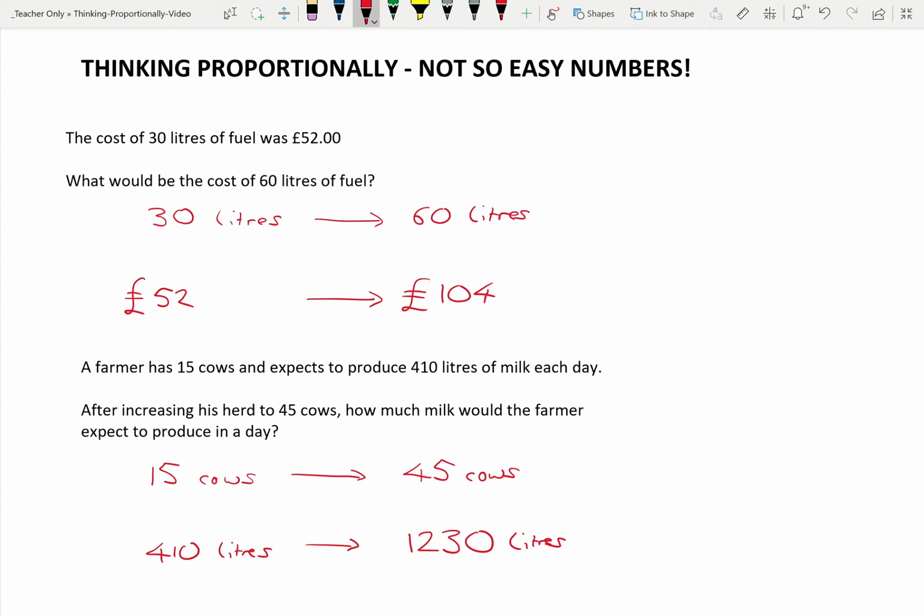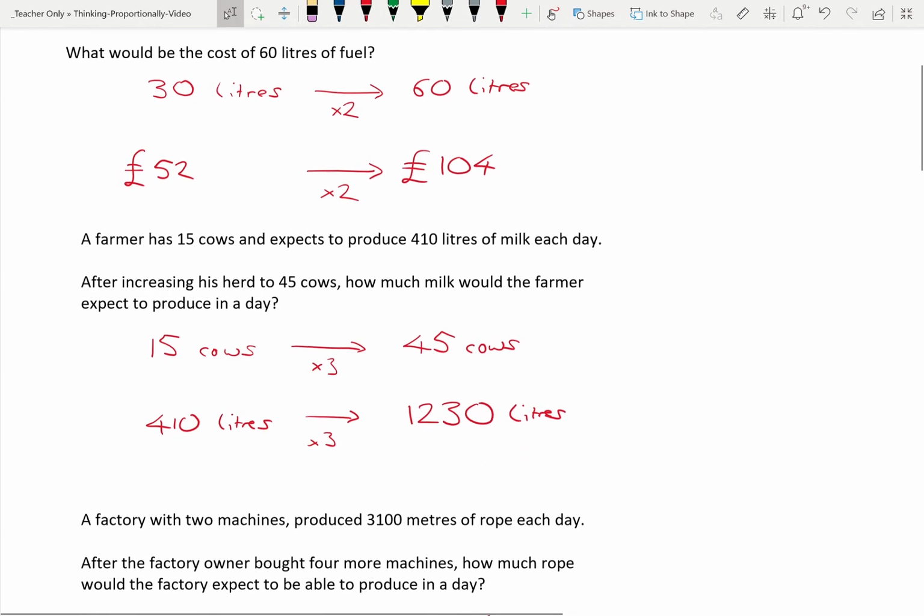You'll recognise the questions on the screen from the previous video. In all the questions we've met so far, the numbers have been very easy. We went from 30 litres to 60 litres of fuel. Obviously, that means multiplying by 2. We went from 15 cows to 45 cows. And we recognised that that would be a multiplication by 3. The number of cows has gone up by a factor of 3.